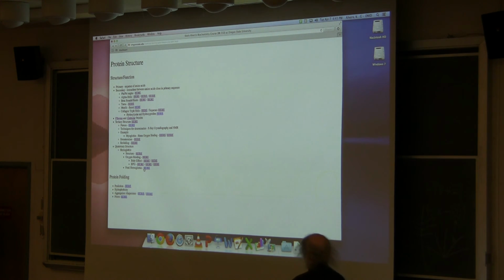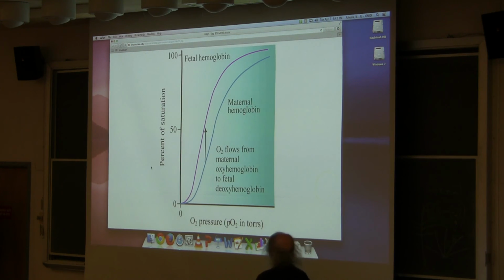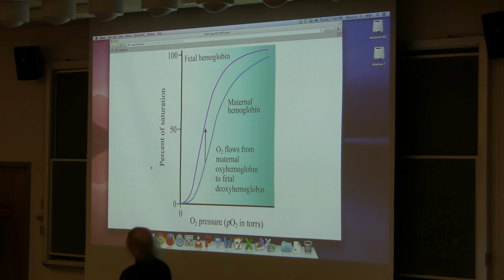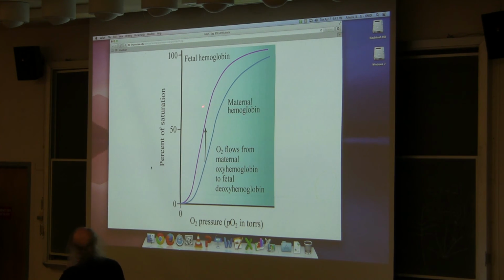Here's mom's hemoglobin. Fetal hemoglobin, the same curve. We see it shifts to the left, which means greater binding, which means that the fetus is able to take oxygen away from mom's hemoglobin. How does it do that? Well, I'll tell you.